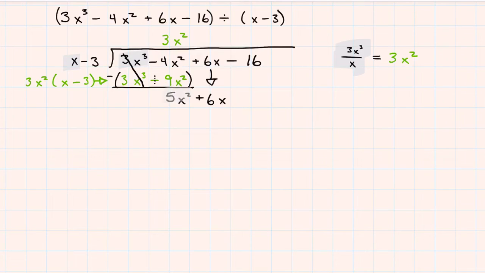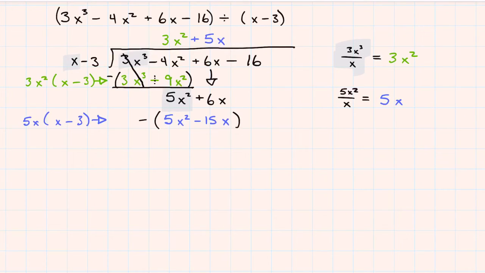And now I look at the 5x squared. I always look at whatever's to the left, and I look at that x on the outside. 5x squared, I'm just going to divide them. 5x squared divided by x is 5x, so 5x goes up above, and I'm going to multiply. 5x times x minus 3 is 5x squared minus 15x. Subtract going down. The left term should always cancel out no matter what. So then all we have to worry about is that 6x minus negative 15x, which becomes a plus 15x. So 6 plus 15 is 21x minus 16.